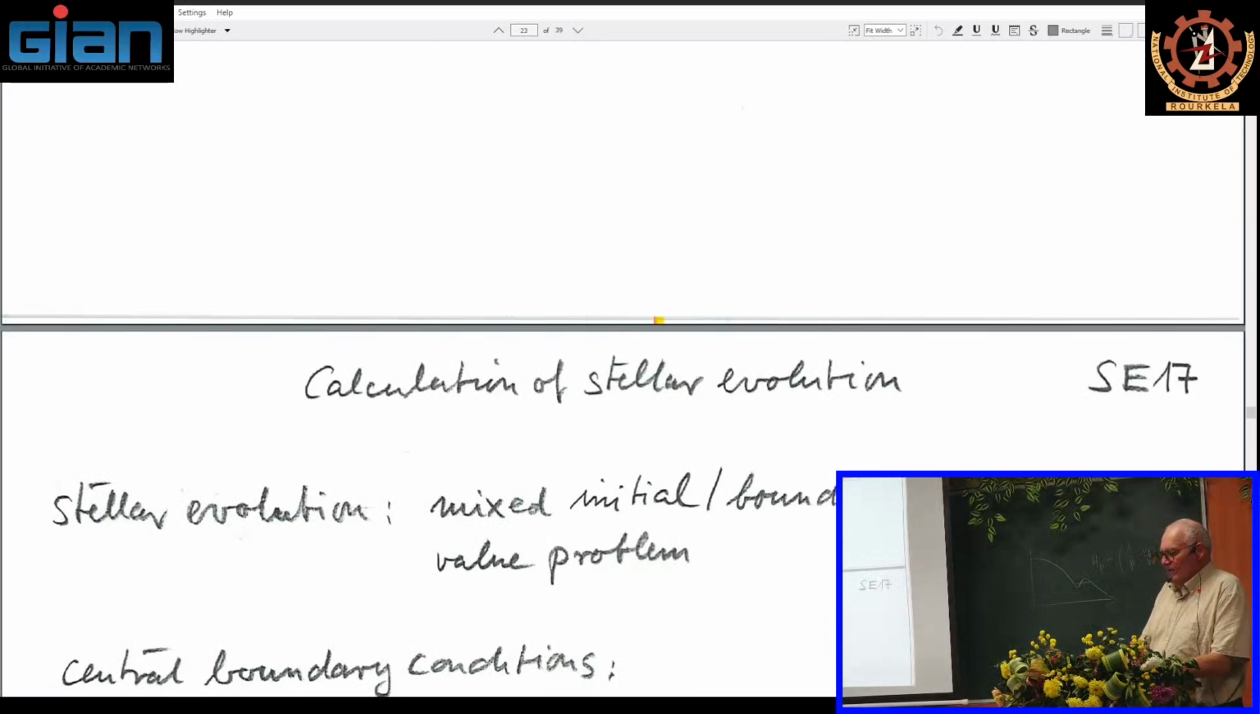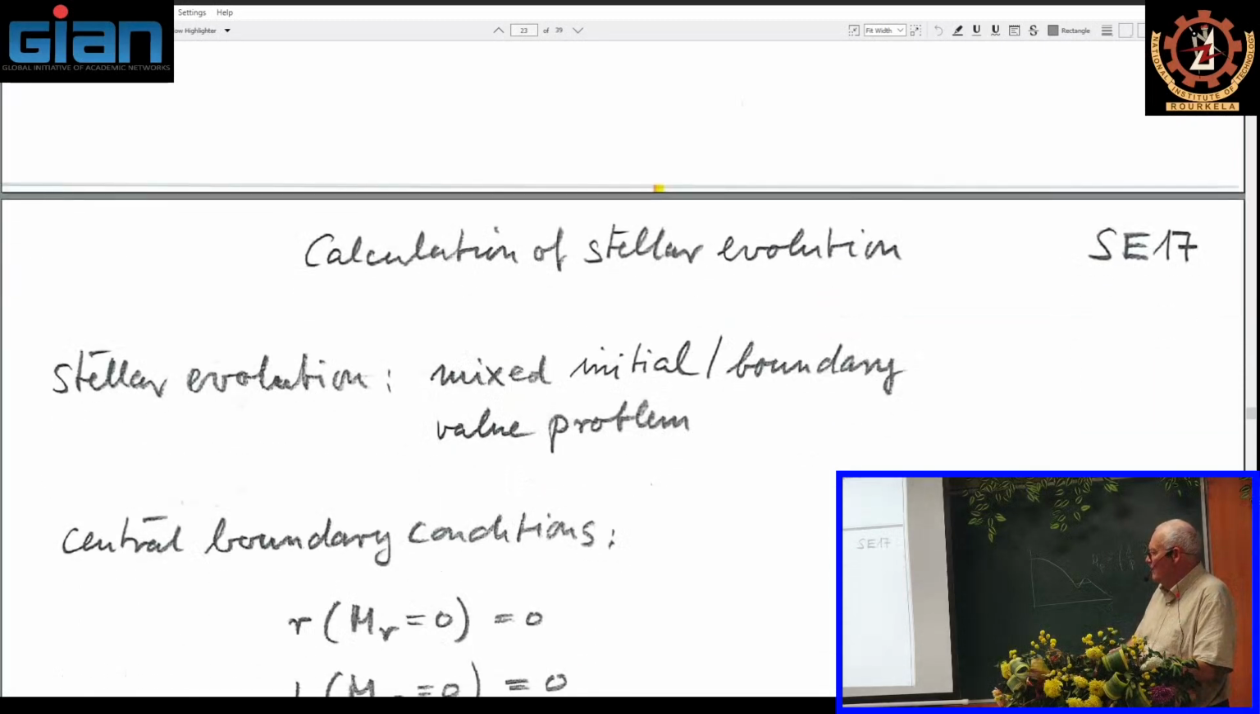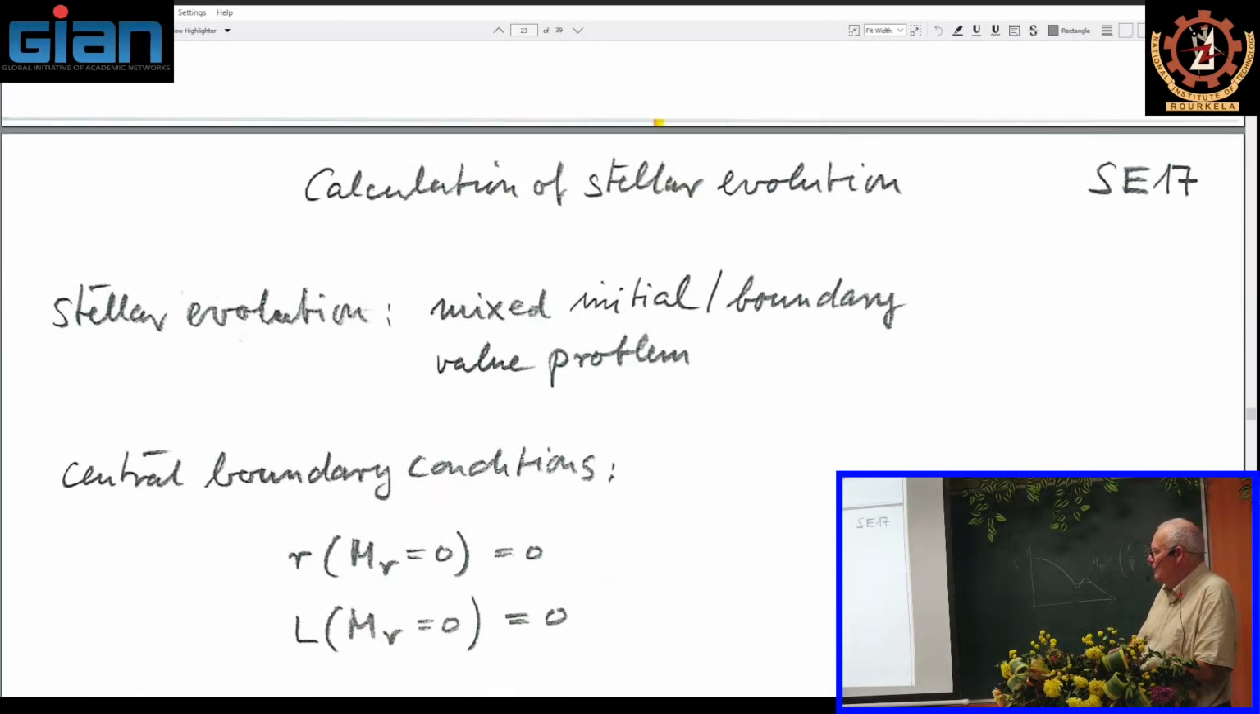Okay, concerning the mathematical problem, stellar evolution is a so-called mixed initial boundary value problem, because at the center we have certain boundary conditions to satisfy, which is, for instance, that the luminosity is 0 at the center, then the mass is 0 at the center, and it increases to the actual value of the mass and the actual luminosity seen of the star. So we have to satisfy certain boundary conditions.